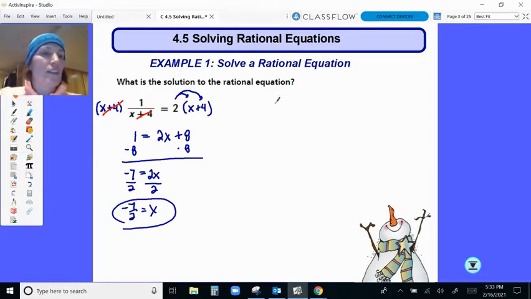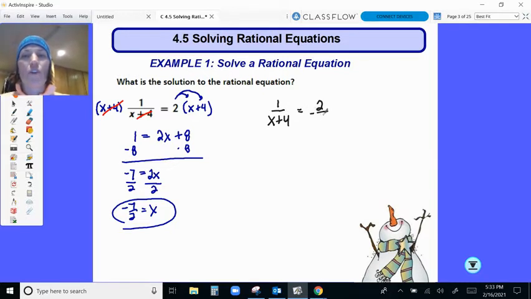Another way I can do that is I have this 1 over x plus 4 equals 2. If I write this 2 over 1 like this, okay? So this is now a proportion. So remember, anytime I have one fraction equals another fraction, I now have a proportion. And our rule for solving a proportion is I can cross multiply.